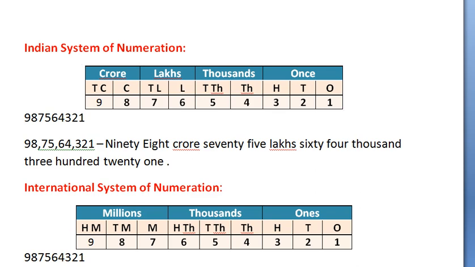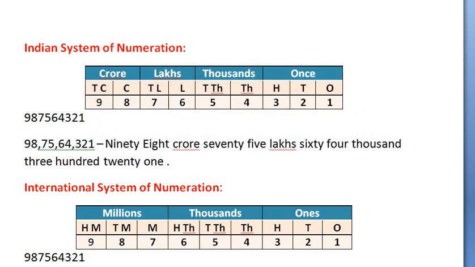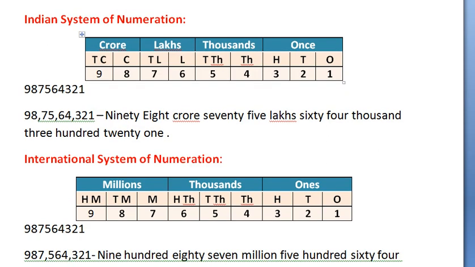So if I want to write a number 987564321 in the Indian system of numeration, I will put a comma after 3 digits first, and then I will separate the places by putting a comma after every 2 digits afterwards. So the number 987564321 is read as 98,75,64,321 as per the Indian system of numeration.